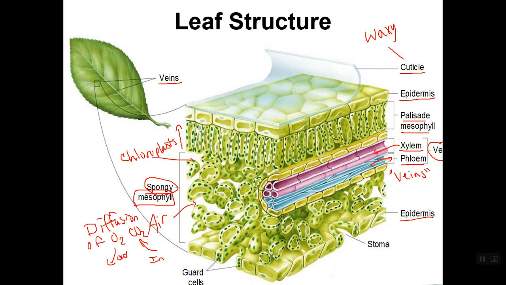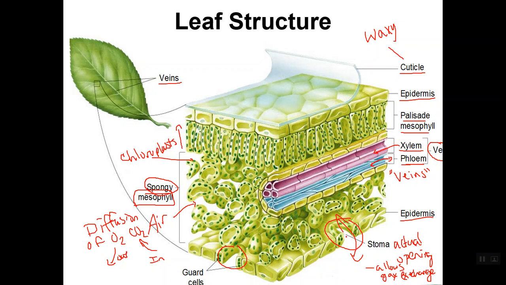On the bottom of the epidermis, you're going to notice these stomata. The stomata is the actual opening, the actual hole. The point of the stomata is to allow gas exchange in and out of the leaf. I wrote "exchange" with just an E, but allows gas exchange: O2 out, CO2 in.